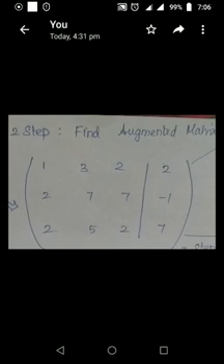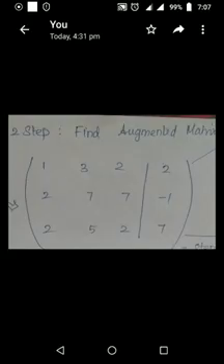First of all, what is the identity matrix? The identity matrix has diagonal values 1 and the other values 0. So the diagonal values here, which are 1, 7, 2, will become 1, 1, 1, and the other values 2, 2, 5, 3, 2, 7 should all be 0. This is what we want as a result.